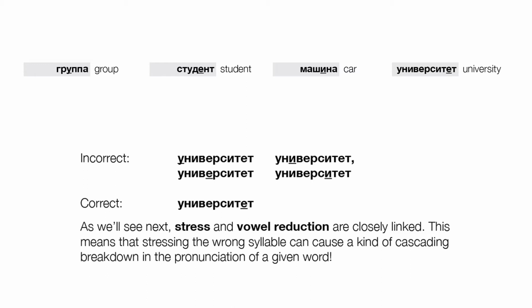Okay, that's a bit tricky because the stress is on the ending, on the final syllable, and we have to sort of wait. We have to be patient and really pound that final syllable, right? Universitet. So there are as many ways to mispronounce the Russian word with regard to stress as there are syllables in the word, right? You could say universitet, universitet, universitet, universitet. Those are all incorrect, right? The correct version is universitet, universitet, with the stress on the final syllable.